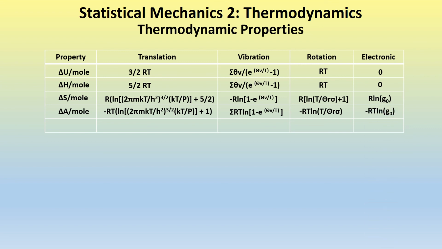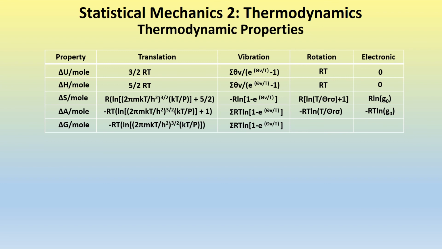For the molar Gibbs free energy, similar outcomes. The translational energy is identical without the plus 1 at the end, RT log 2 pi mkT over h squared to the 3/2 kT over p. The vibrational contribution is the identical RT log 1 minus e to the minus theta v over T. And the rotation is once again minus RT times the log of T over theta r sigma.